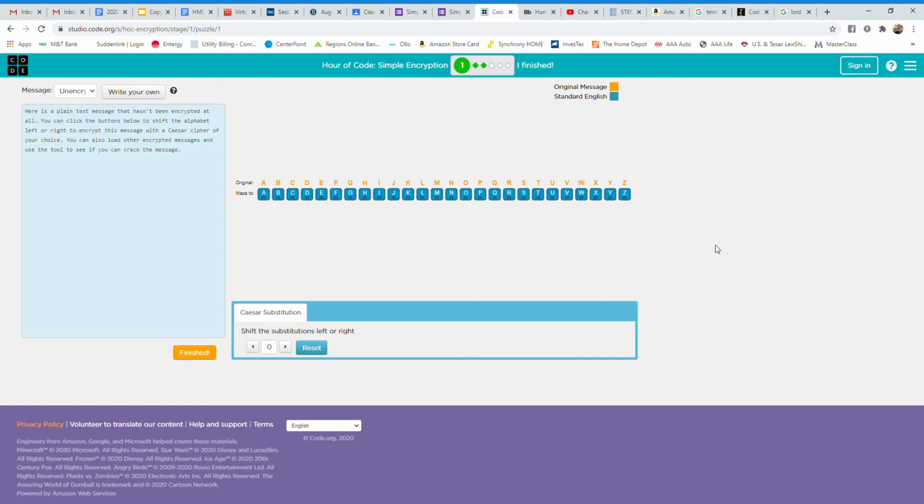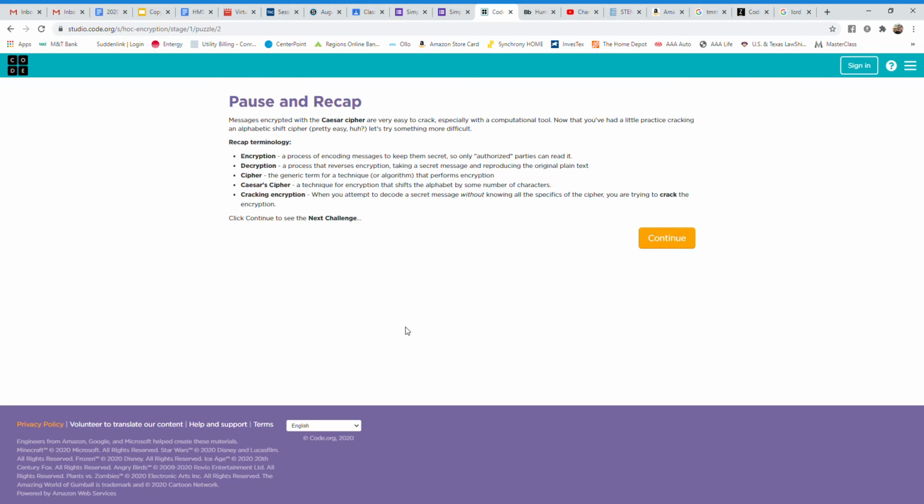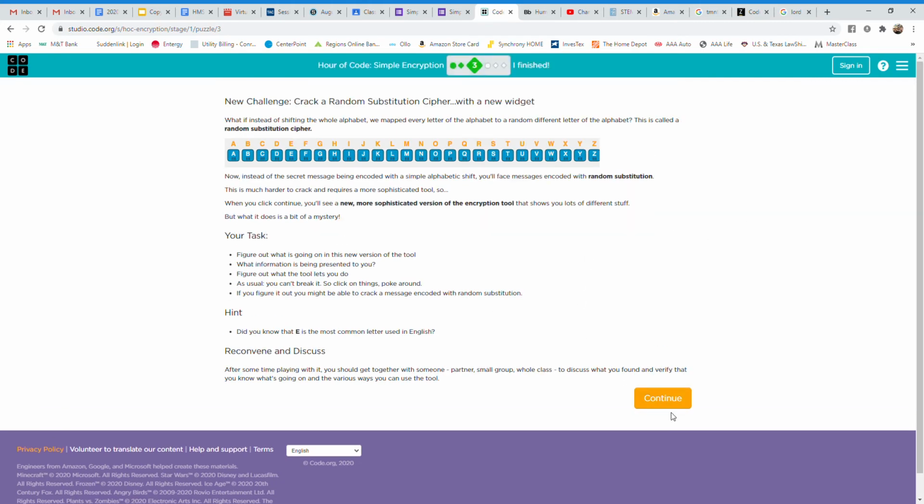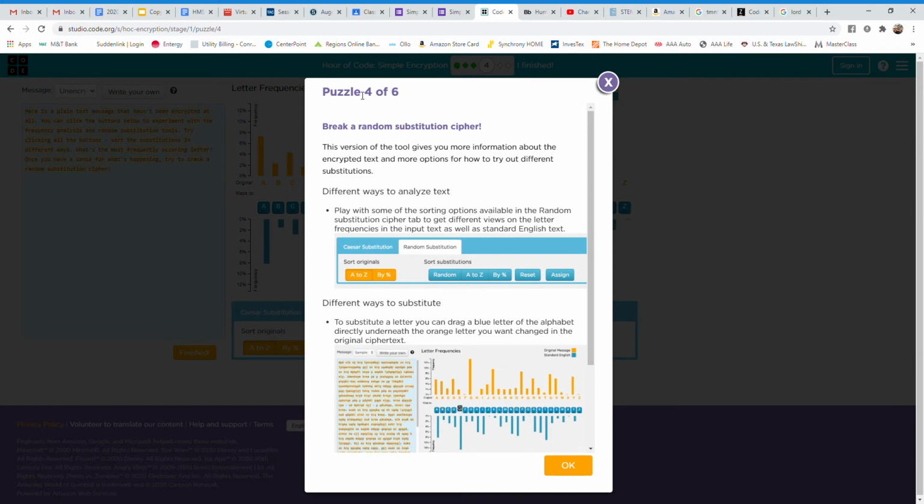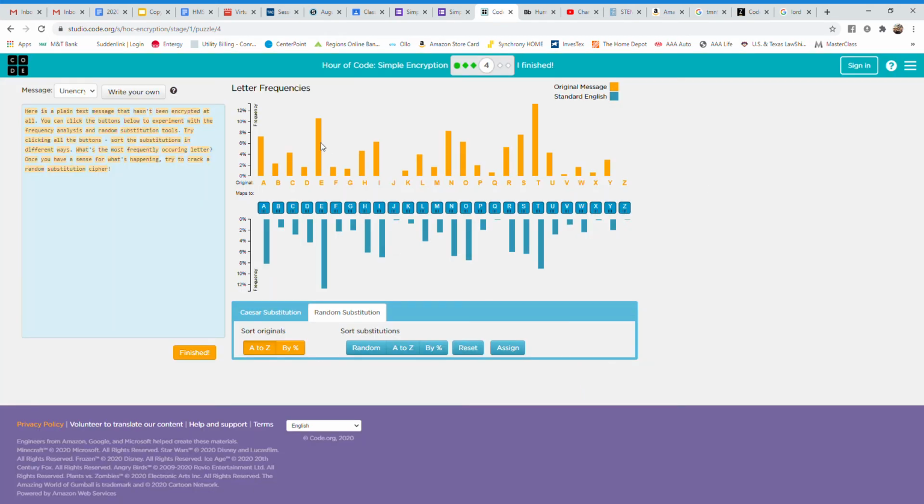Okay, so the last 2 days have been a very easy transition into what is now going to be a little bit more complicated. So we're going back to the simple encryption activity. If you left off here, you did encrypted samples 1, 2, 3, and 4 in the first part. So you're going to hit finished, continue, continue. And then you're getting to puzzle 4 of 6, which is letter frequencies, random substitution.